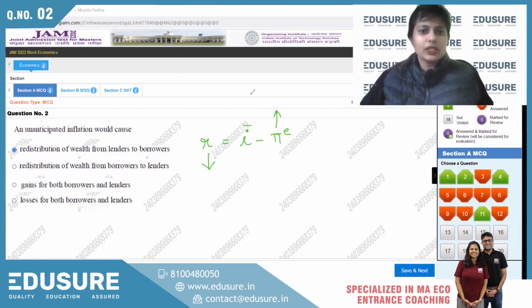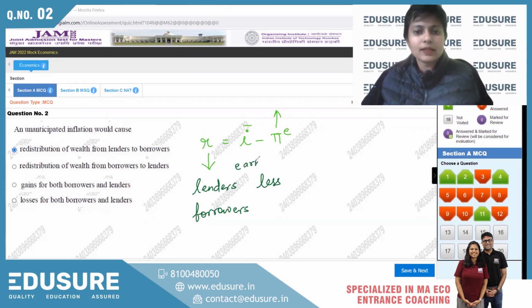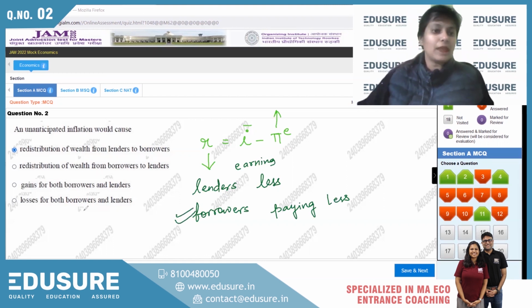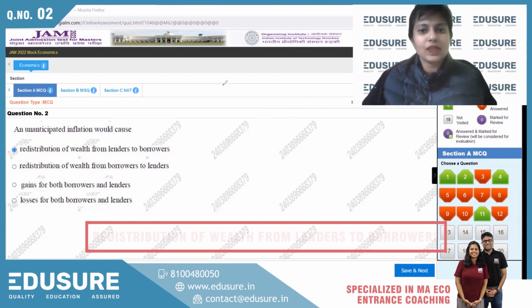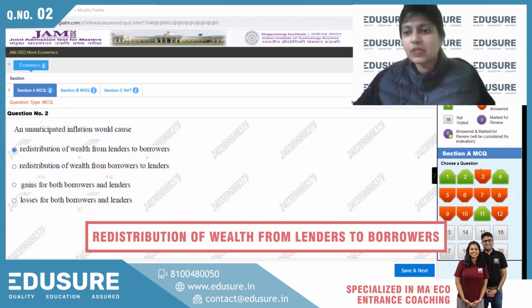So if the real interest rate is falling, that means the lenders are earning less and the borrowers are paying less, right? So who's gaining? The borrowers are gaining because they are paying less. There's redistribution of wealth from lenders to borrowers. So the first answer is correct, because this is a gain for borrowers and this is a loss for the lenders. Okay, so that's question number 2 of the MCQ section.